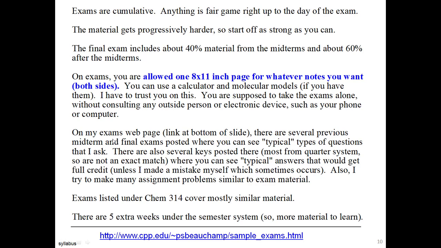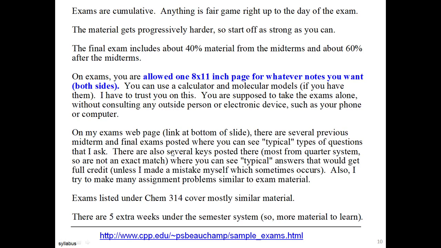Now I actually have an exams web page, and I have the link down here at the bottom. If you take a look at that, you'll see I have several previous exams, midterms and finals. You can see the blank exam, and you can see the key. I have copies of variations of all those, so you can check things out a little bit. I hardly change my format. It's very, very similar if you go back.